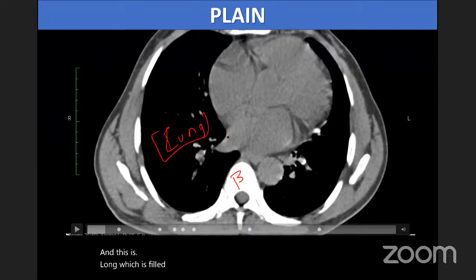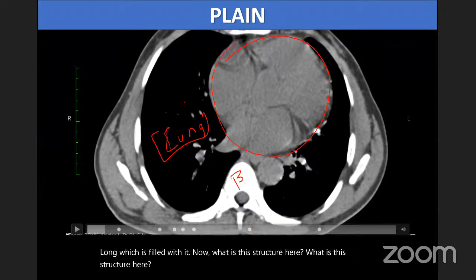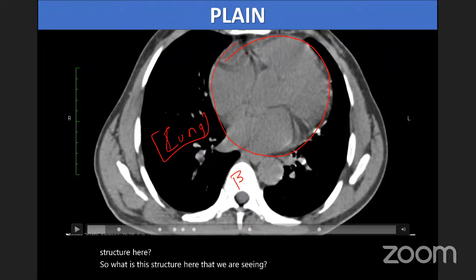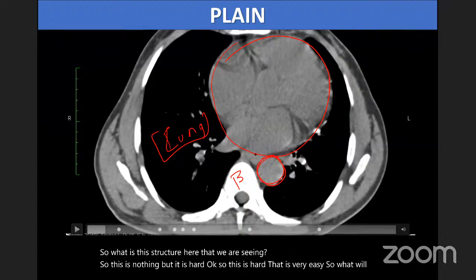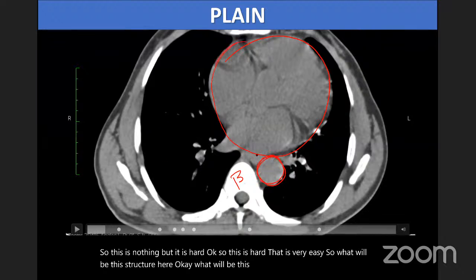Now, what is this structure here that we are seeing? So this is nothing but the heart. That is very easy. So this is the heart, we know that.